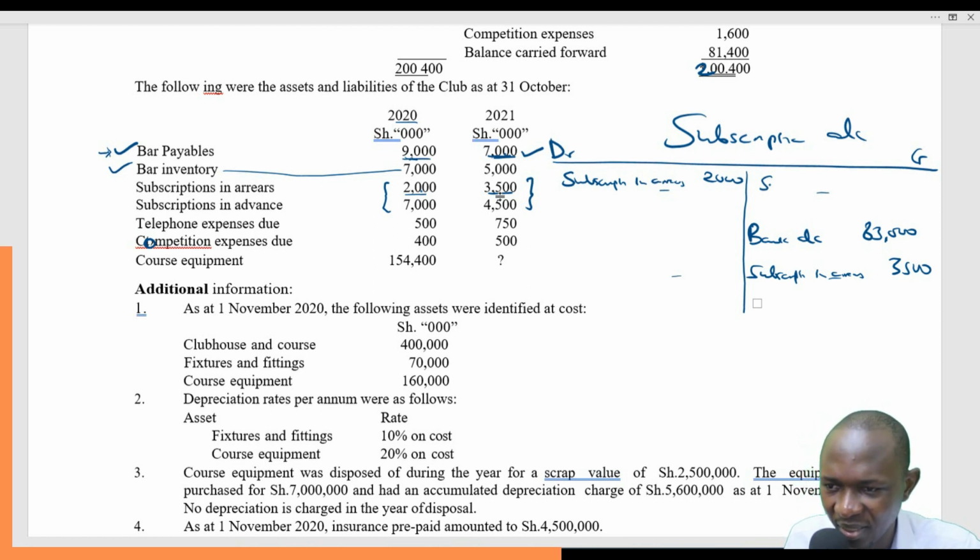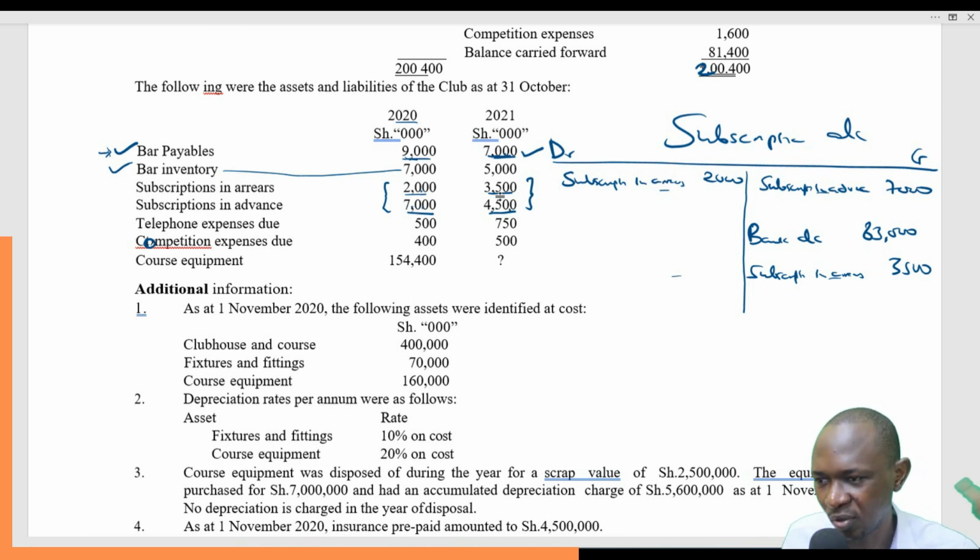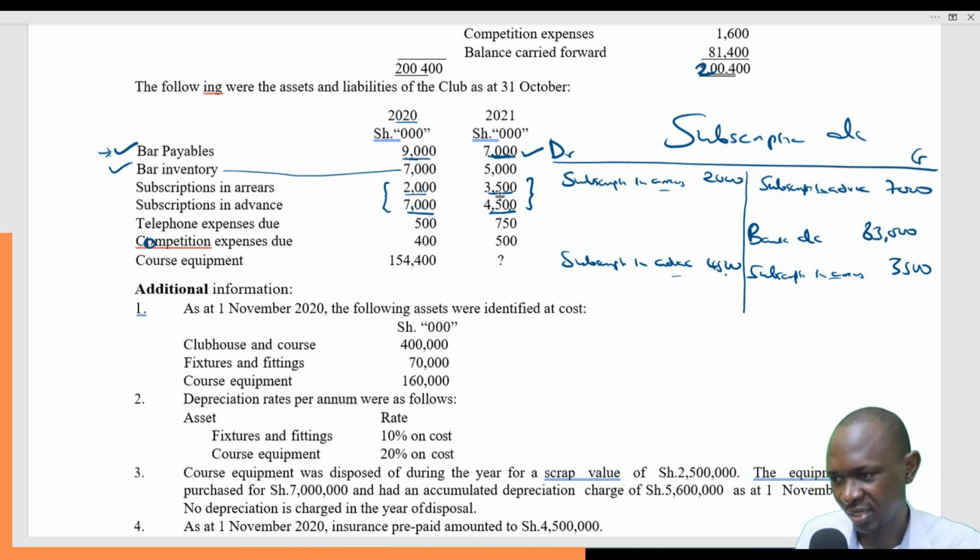Then subscription in advance, 7,000. This was paid in advance, but it was paid in 2020. Does it belong to 2020 or 2021? In 2020 it was paid in advance, so it belongs to 2021. So we'll come here and say subscription in advance, 7,000. And then this was subscription in advance paid in 2021, so it doesn't belong to 2021. It belongs to 2022. So we'll say subscription in advance, 4,500. This was for 2020. This is for 2022.